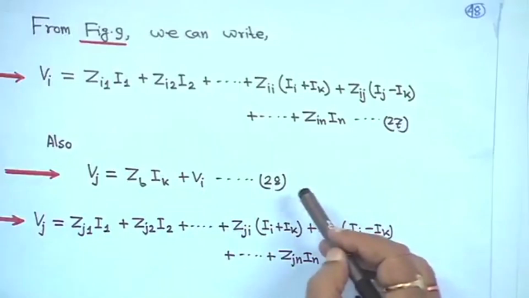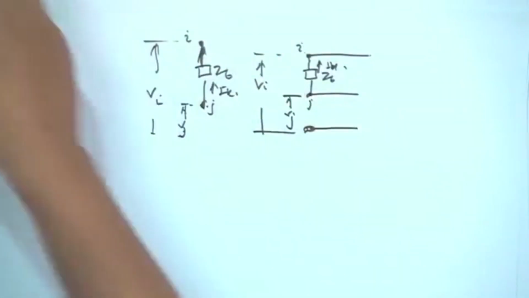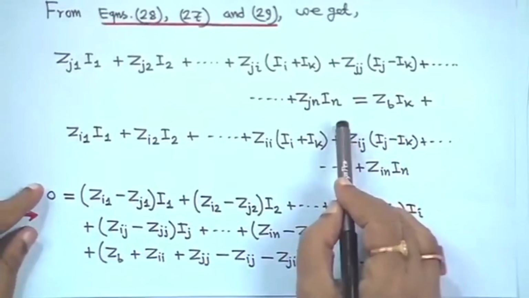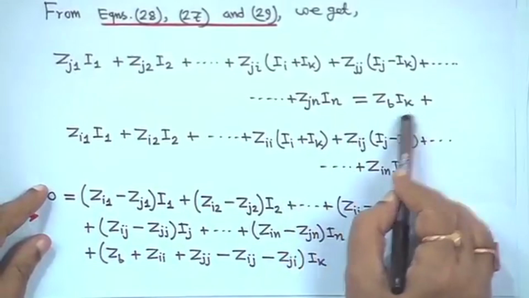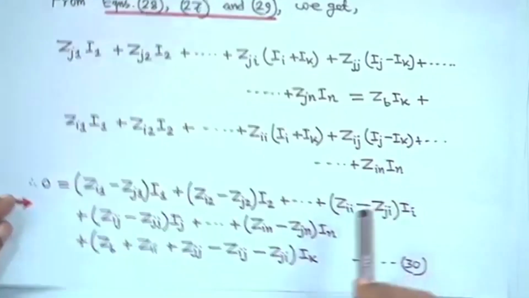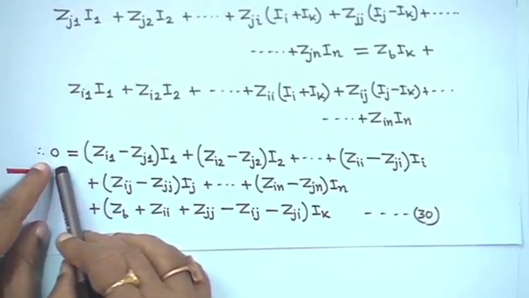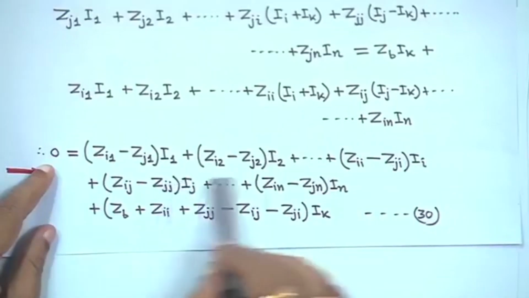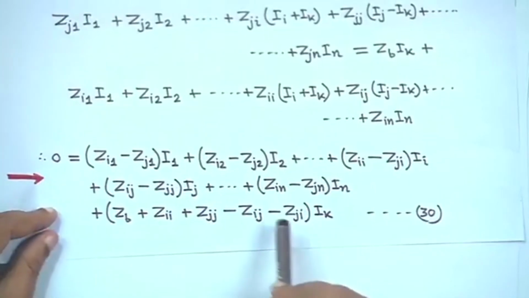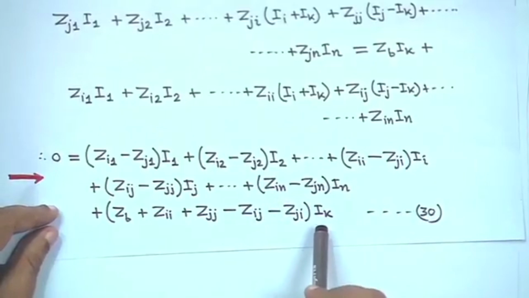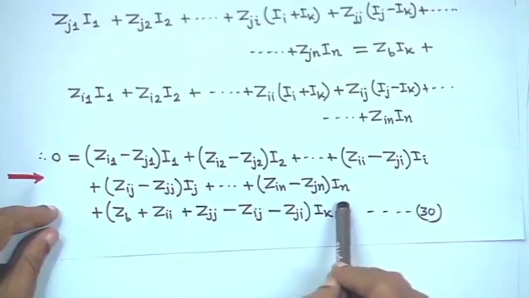So, from equations 28, 27 and 29, Vj is equal to Zb Ik plus Vi, the whole expression. Then you bring everything to one side so that 0 is equal to the whole expression, and you simplify. From here you get the expression of Ik. This is a big expression, but you will get Ik in terms of I1, I2, Ii, Ij, everything.